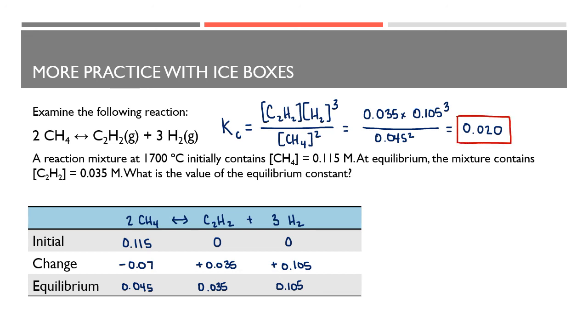So what we need to be doing here is setting up these ICE boxes. ICE: initial, change, and equilibrium. We need to start with the reaction, figure out what the initial concentration is, the change, and then the equilibrium concentrations.